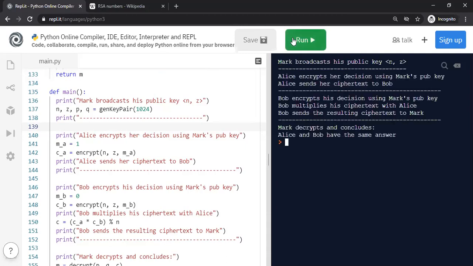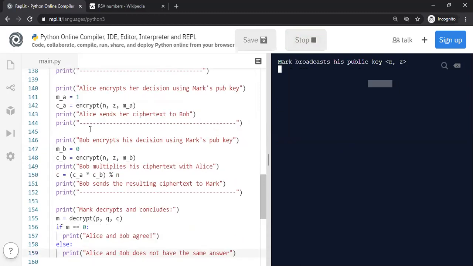Mark is broadcasting his public key, N and Z. Alice encrypts her decision using Mark's public key. Alice sends her ciphertext to Bob, that's this part. And then similarly, Bob encrypts his decision. Bob multiplies his ciphertext. Bob sends the resulting ciphertext to Mark. And Mark decides by decrypting and then concludes whether both have the same answer or not. In this case, they both have the same answer because I said it so. Alice encrypts her decision to be 1, which means she likes working from home.